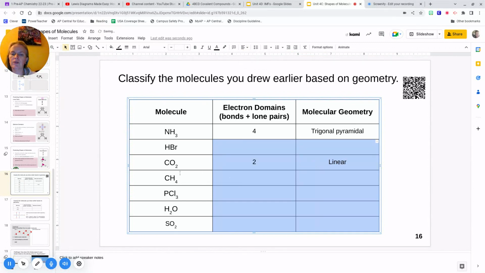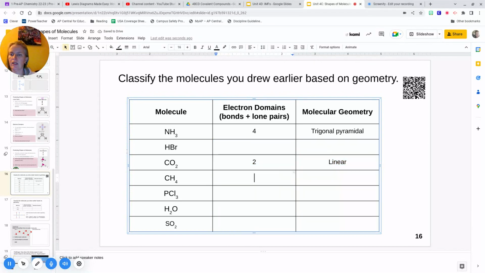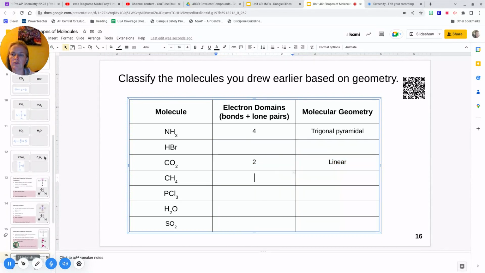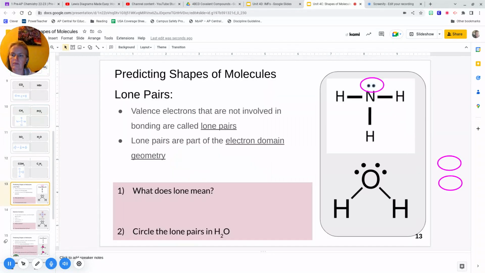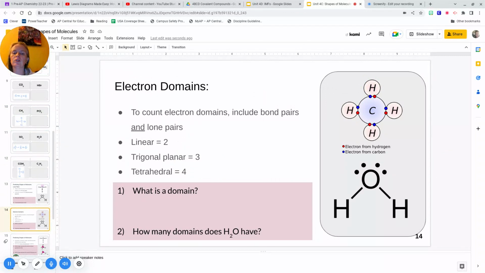The next one that we drew together, I believe, was CH4. So let's take a look at CH4. CH4 has 1, 2, 3, 4 electron domains. So we could go ahead and fill that in the chart, and that would give it a tetrahedral geometry as its base. See if this will let me change the slide. There we go. So 4 electron domains would be tetrahedral.